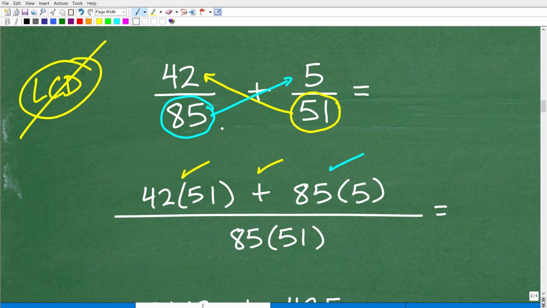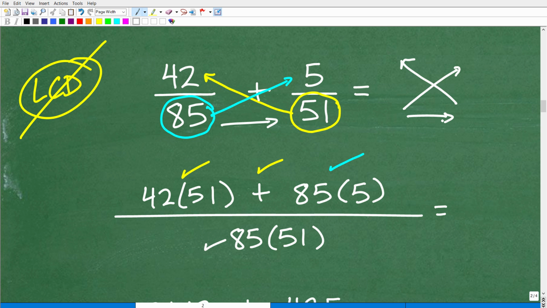And then to get to our denominator, what we're going to do is take that 85 and multiply by 51, and that is going to be our denominator. So literally, by just following this simple pattern, this first, then this second, and then this third, as I kind of showed you right here, you're going to get the right answer.